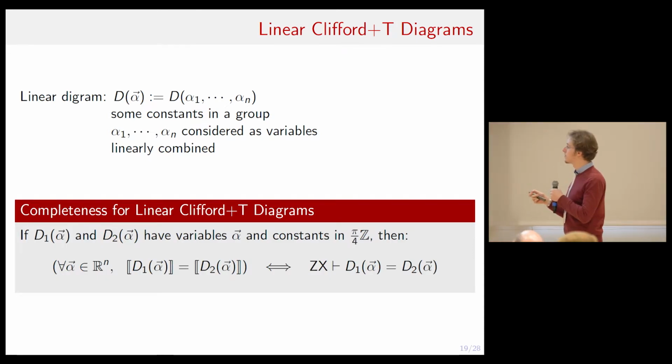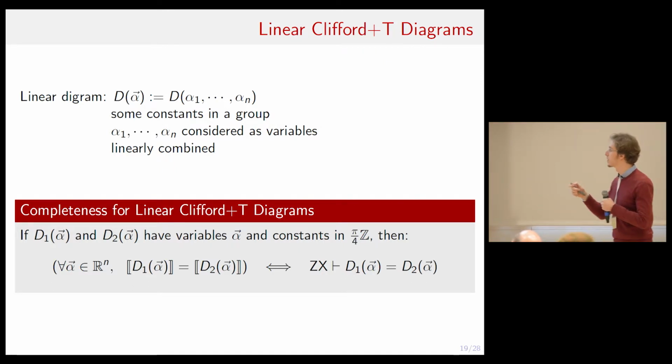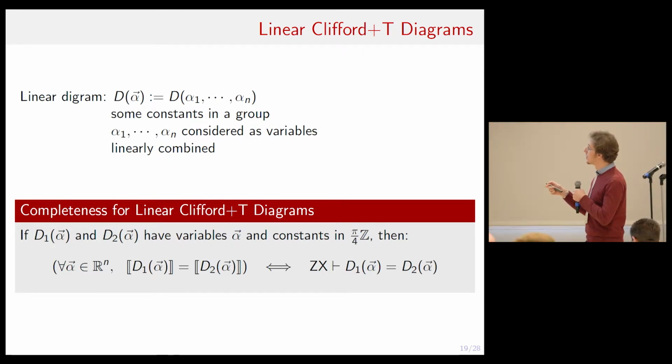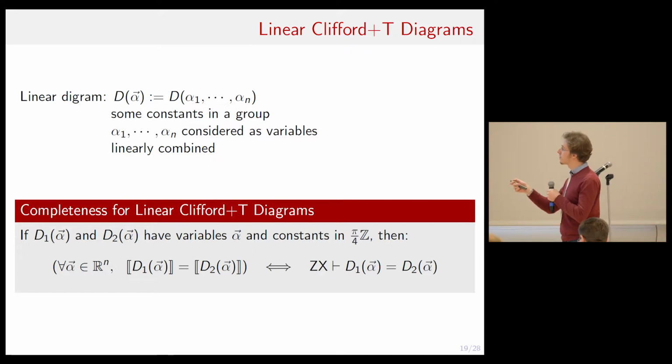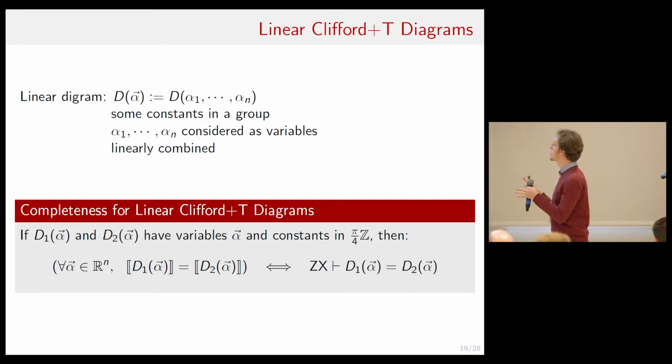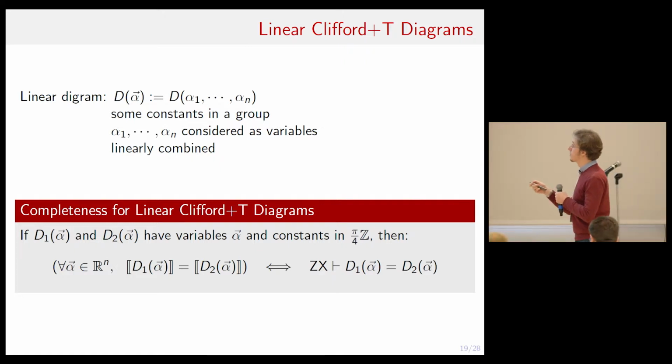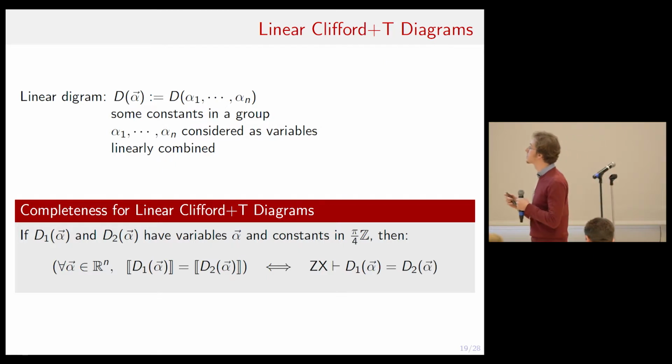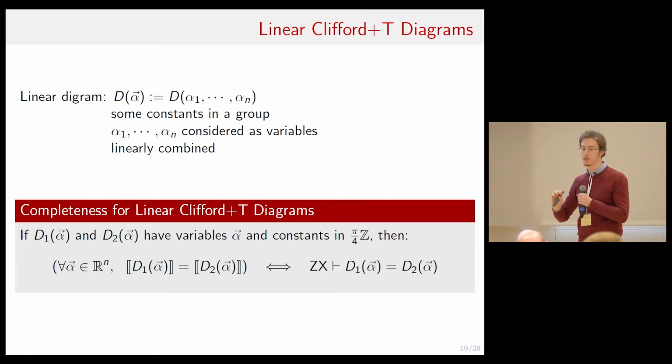And now we have a new definition for the completeness. We have completeness whenever two diagrams represent the same quantum evolution for any valuation of the variables, then the ZX calculus proves the equality between the two. And the result here is that for linear diagrams with constants in multiples of pi over 4, we have a completeness result with exactly the same axioms as before.